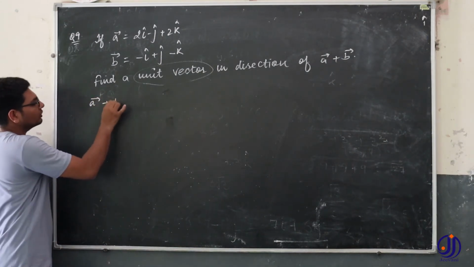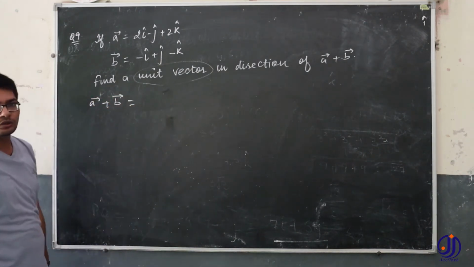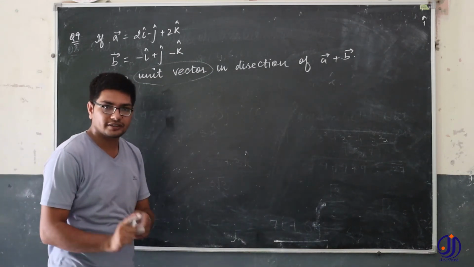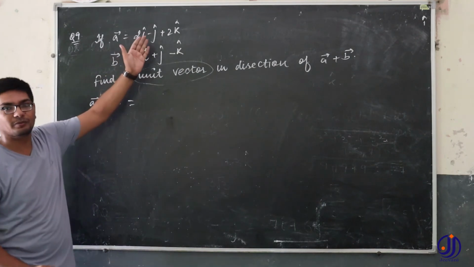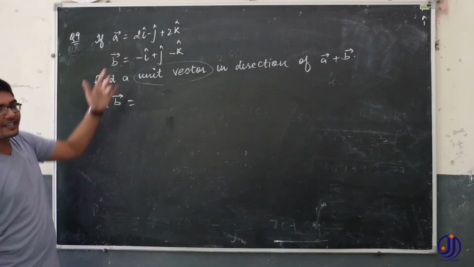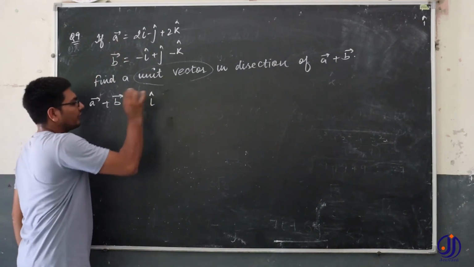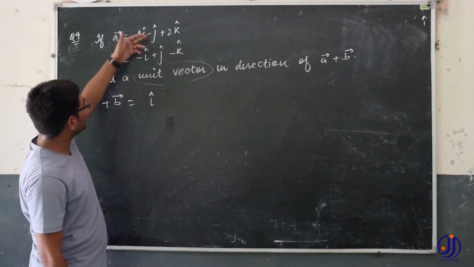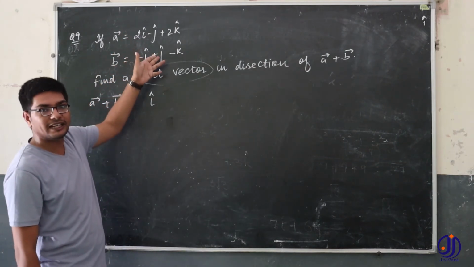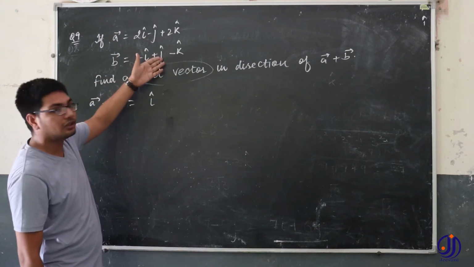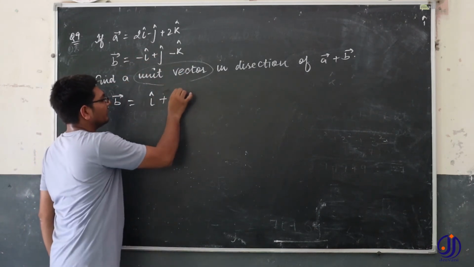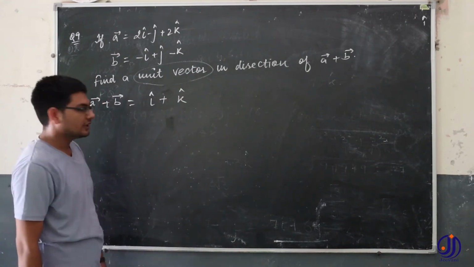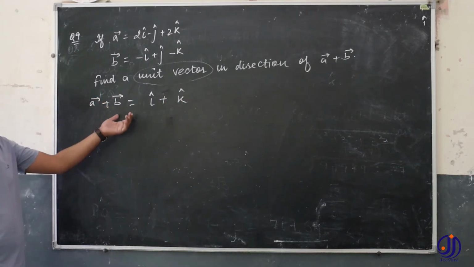And I have told you how to solve the addition of two vectors. The respective components are added, right? So let us add their respective components. Now 2 I cap minus I cap will be equals to I cap, minus j cap plus j cap, they will be cancelled out and it will become 0, right? Plus 2k cap minus k cap and it becomes equals to k cap. This becomes our vector A plus vector B.